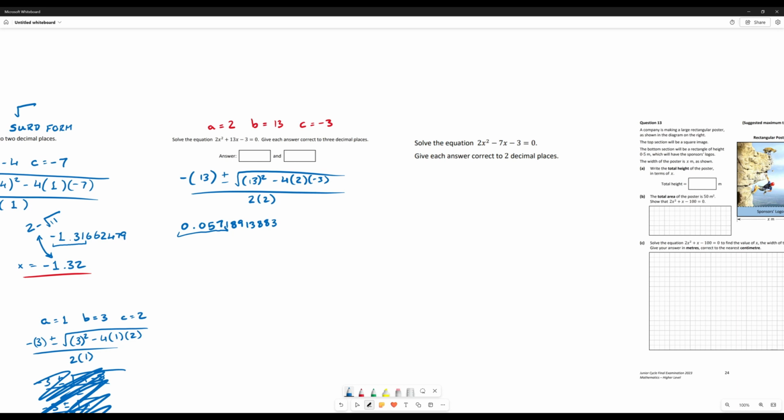I overshot the line there ever so slightly. But because I need to stop at the 7, I need to look at the number directly after it, which is a 1. Is that 5 or higher? No. So I don't have to round the number up at all. So I'm just going to leave it as 0.057.